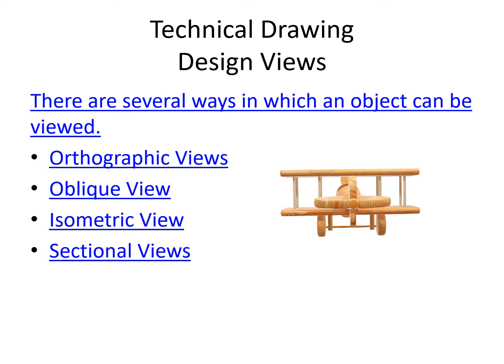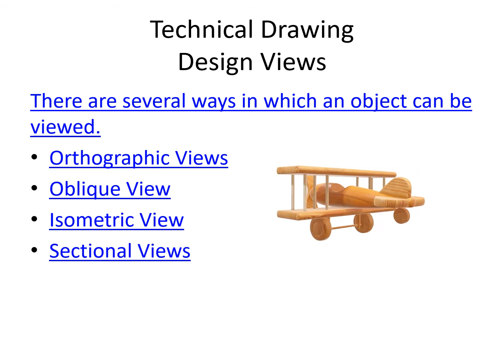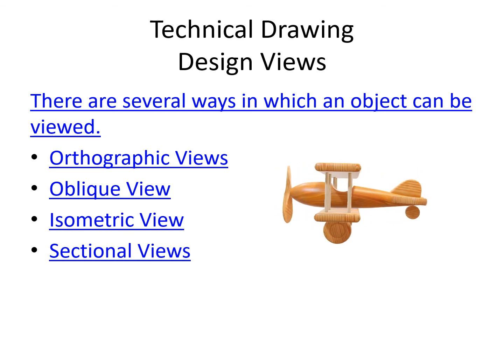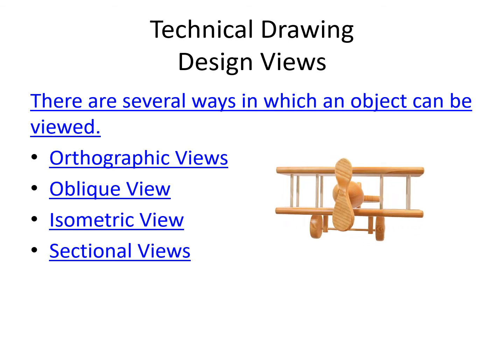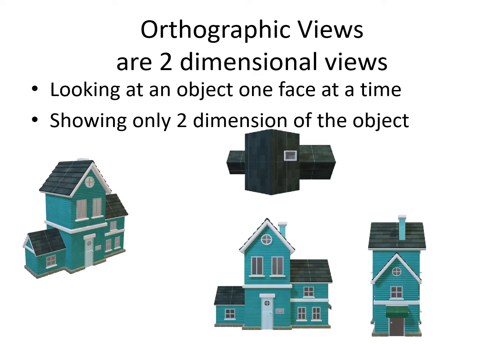So for this topic, we're going to start with orthographic views, which will be followed by oblique views, isometric views, and sectional views. So we will first look at orthographic views. Now, in orthographic views, you're looking at a three-dimensional object. So we have that house there, which is a three-dimensional view.